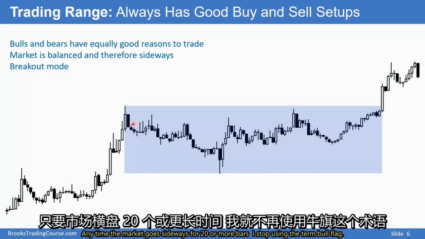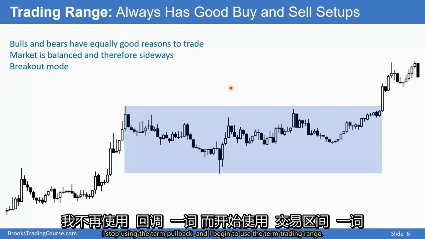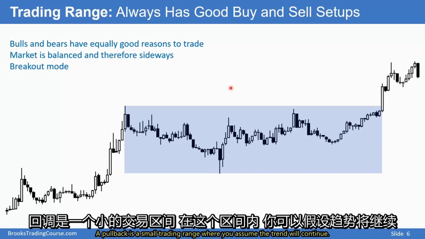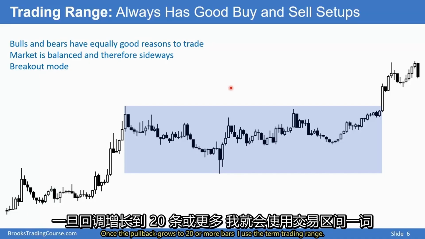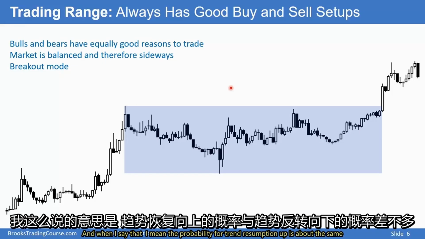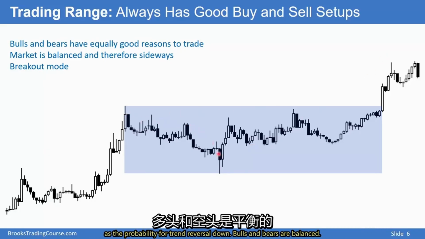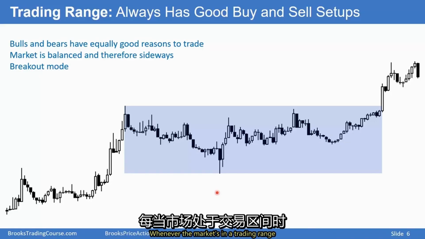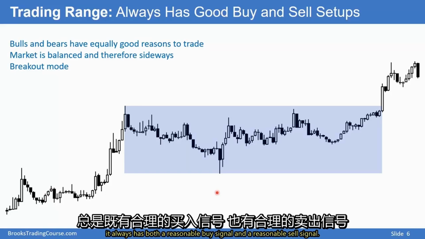Anytime the market goes sideways for 20 or more bars, I stop using the term pullback and I begin to use the term trading range. A pullback is a small trading range where you assume the trend will continue. Once the pullback grows to 20 or more bars, I use the term trading range, and when I say that, I mean the probability for trend resumption up is about the same as the probability for trend reversal down. Bulls and bears are balanced. Whenever the market's in a trading range, it always has both a reasonable buy signal and a reasonable sell signal.